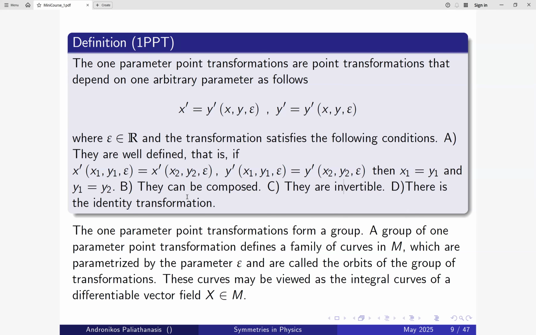The 1 PPT, a group of one-parameter point transformations, defines a family of curves in the manifold M, which are parameterized by the parameter epsilon and are called the orbits of the group of transformations. These curves may be viewed as the integral curves of a differential vector field X on the manifold M. This vector field is the generator of the transformation, and it is the vector field that we will call a symmetry.